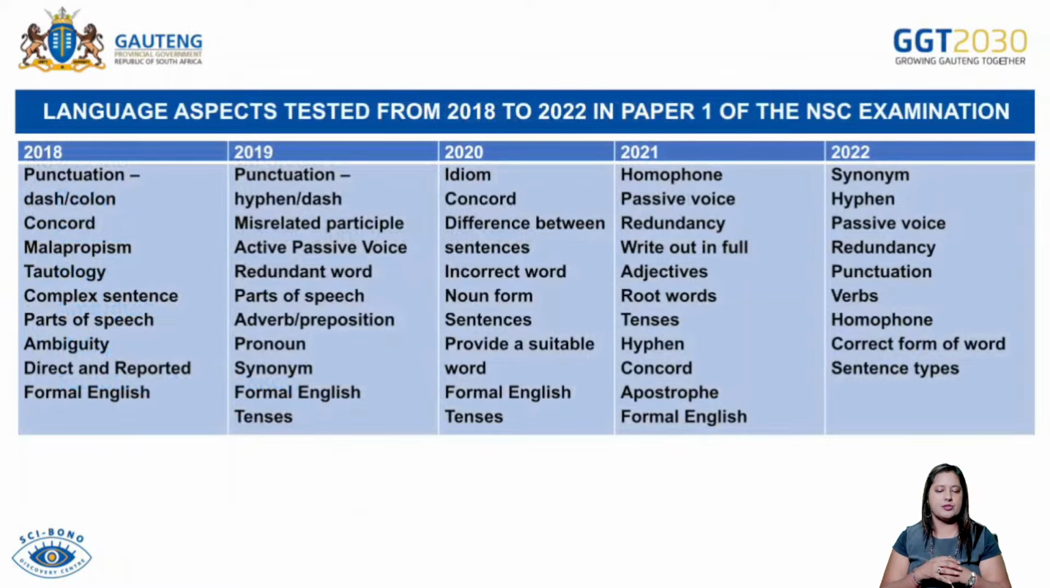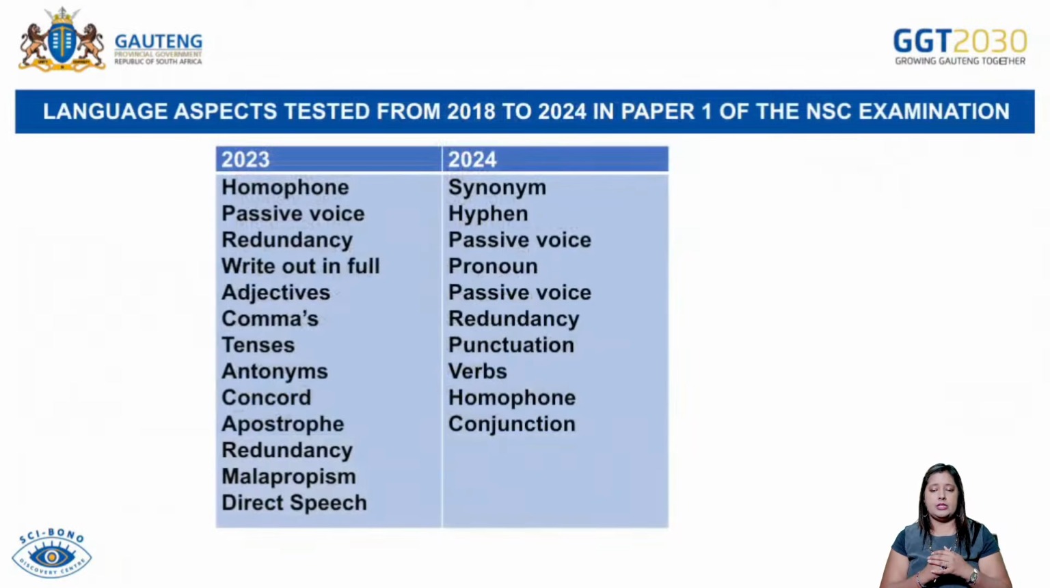Right, and then here's a comparison for you from 2018 all the way to 2022 of the various aspects being tested. The dash, the colon, you can see it's being tested, hyphen being tested, concord coming through, parts of speech coming through, redundancy coming through, noun form versus root words versus hyphen versus formal English there. And then in 2023 and 2024, look at this long list in 2023: homonyms, homophones, antonyms, all those things need to be looked at, redundancy, malapropism. Can you write out the sentence in full with no problems with the language? And then look at in 2024, we had those concepts being tested as well.